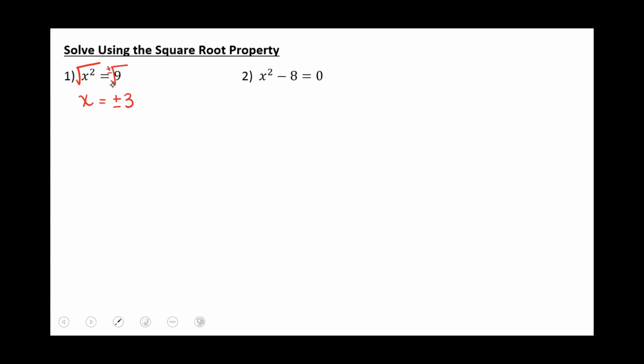All right, look at the next one. For this one, if I want to get x by itself, what do I need to do first? Well, I'm going to add 8 to both sides. And then to get rid of that square, I'm going to insert a square root on both sides. And again, don't forget your plus or minus. Now, square root of 8 could be simplified, so we want to put that in its lowest form of 2 square roots of 2.